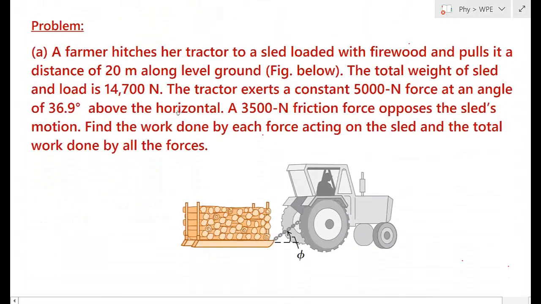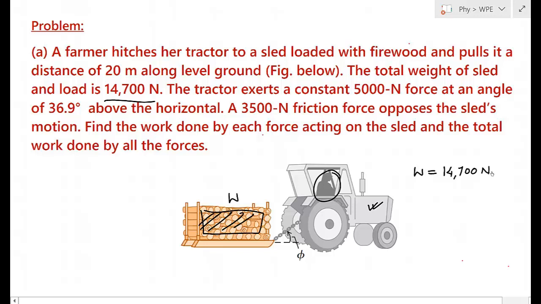So here I have an example. This is a tractor and this farmer is trying to pull basically wood. The wood is kept on a sledge and the farmer is trying to pull it using a tractor. Now the weight of this wooden heap is given. Let's write it here. W is the weight of this wooden heap, that is 14,700 Newton.